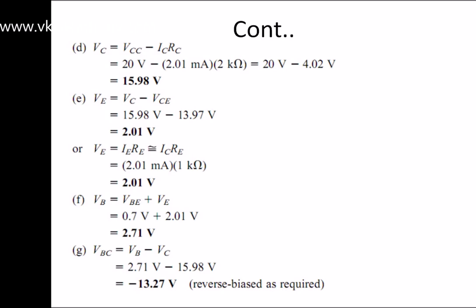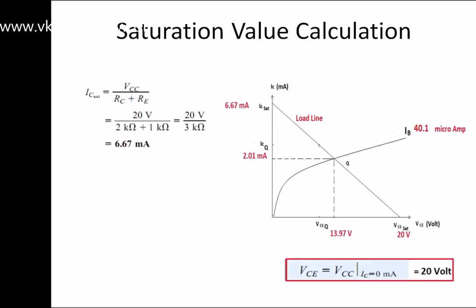So this is all about this numerical. Now let us calculate the saturation value of current and saturation value of voltage. In case of fixed bias configuration, the saturation value of current was VCC by RC, but here the saturation current is equal to VCC by (RC plus RE), because one RE extra resistance is connected at the emitter terminal, and the result is 6.67 milliampere.